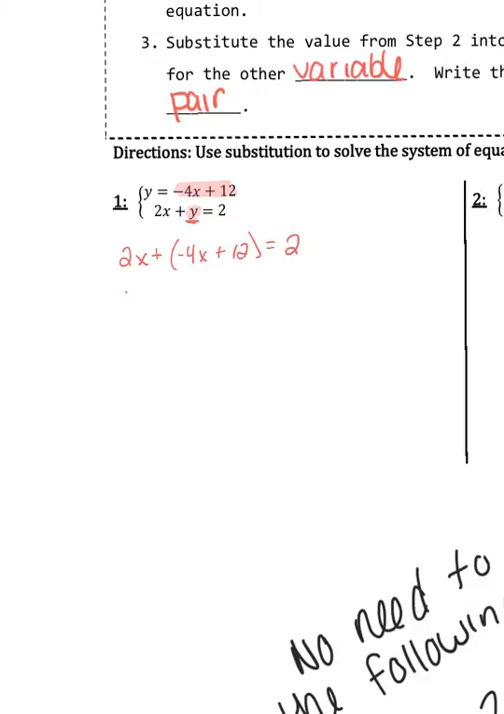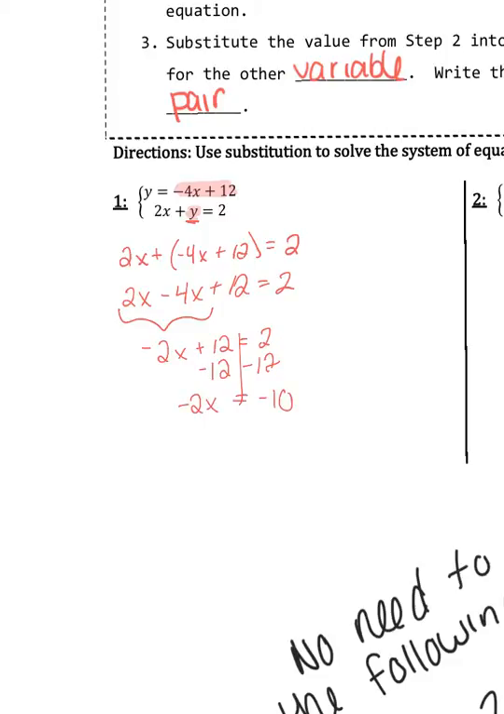Okay, now in this case, I can actually write it without the parentheses. It's like distributing a 1. Combine like terms, I get negative 2x plus 12 is equal to 2. I'm going to go ahead and subtract 12 from both sides. I get negative 2x is equal to negative 10. Then I'll divide by negative 2, and I get a value of x at positive 5.